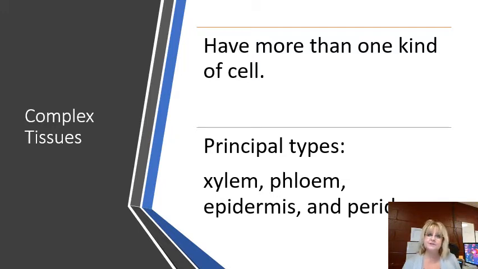So complex tissues. Complex tissues have more than one kind of cell. So principal examples would be your xylem, your phloem, your epidermis, and your periderm.